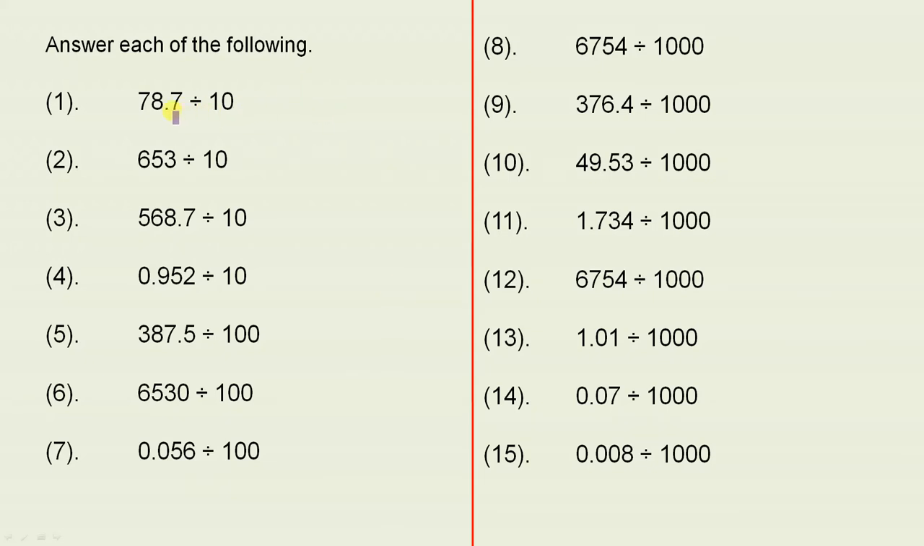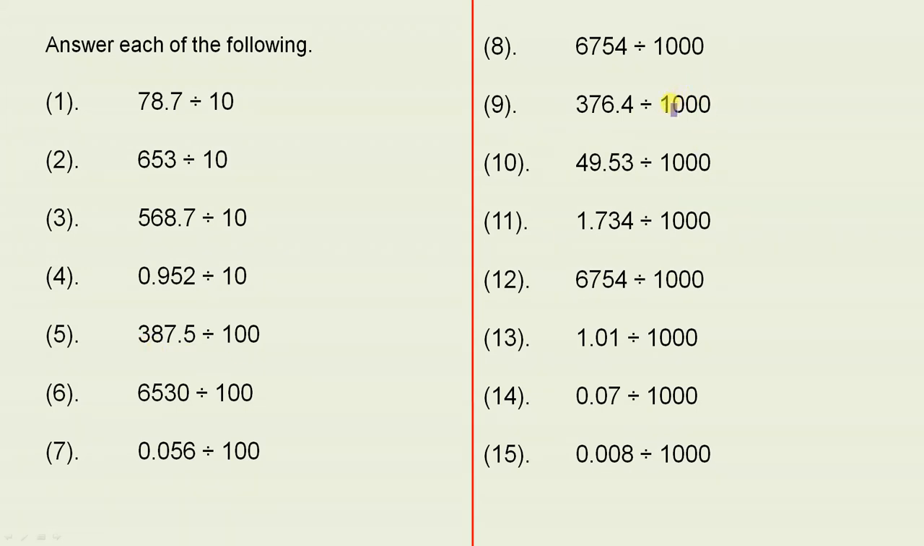Very quickly, this is what the lesson was about. When you divide by 10, you focus on the number, and to arrive at the answer, you move the decimal point one place to the left. That's the basic rule when you divide by 10. When you divide by 100, you focus on the number and you move the decimal point two places to the left, and that gives you the answer.